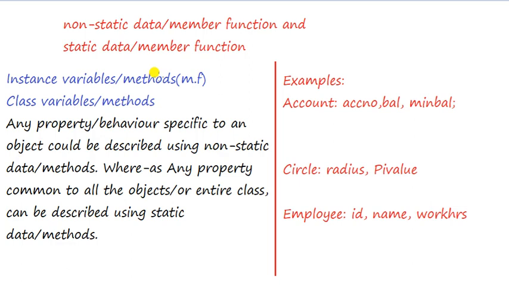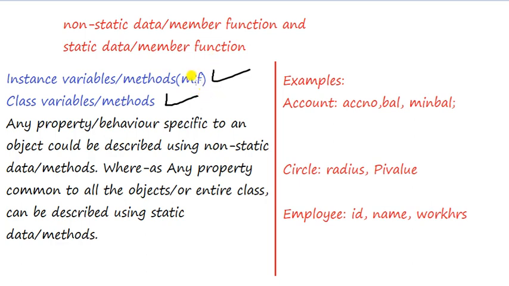Non-static data or member functions, we also call them instance variables or member functions. And static ones we call class variables. This terminology should be familiar to you. Why do we call this an instance variable? Non-static describes the property of an object. Class variables describe the property of the entire class.